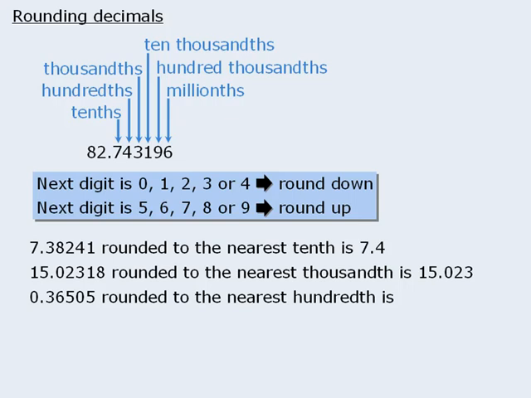To round this number to the nearest hundredth, we first locate the digit in the hundredths place and then examine the digit to the right of it. Since the next digit is a 5, we must round our number up to 0.37.